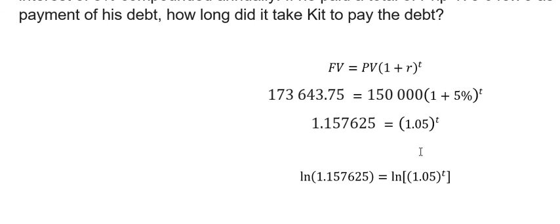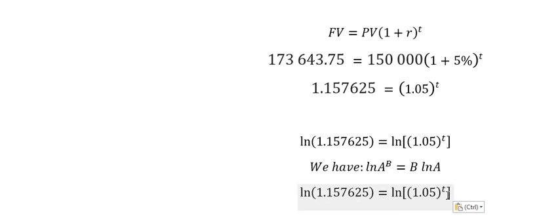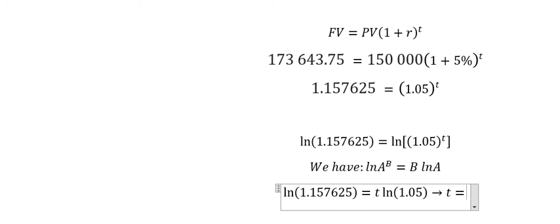So we know that we have the formula here: ln a to the power of b equals b ln a. So for this one, we put t outside the natural log here. And now we divide both sides by ln of 1.05 and we can find the value of t.